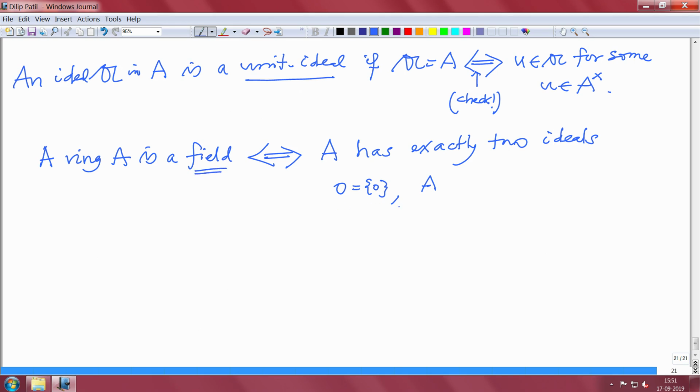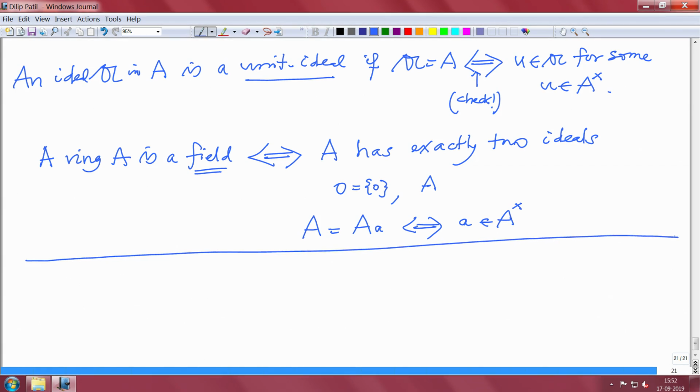Once it is a field, every non-zero element is a unit. So, if you have a non-zero ideal, it will contain a unit, and therefore, by the above observation it is a unit ideal. Conversely, if there are only two ideals, any non-zero element will generate a unit ideal, because it is a non-zero ideal, and therefore (a) = A, which is equivalent to saying a is a unit. All these are easy things to check. So, I will leave it for you to check this, and I will stop for this half, and we should continue after the break. Thank you.